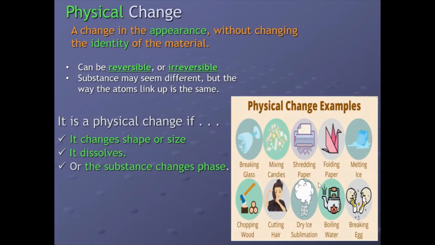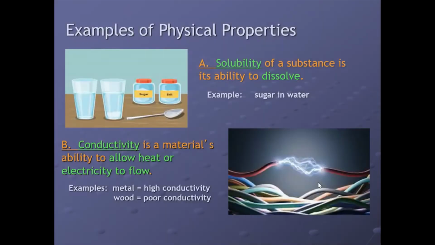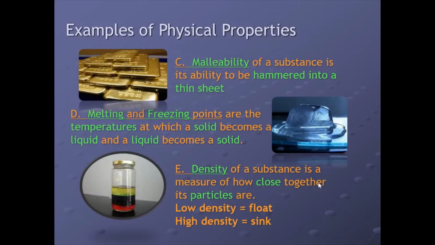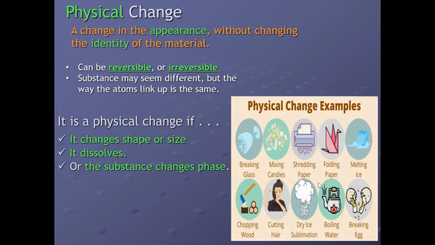And so a physical change is just a change in the appearance without changing the identity of the material, right? So if you remember, the definition of a physical property is a property of something that defines it, that you can observe easily, right? You don't have to go into the microscopic level and start pulling things apart. It's just an observation that you make. So this is a physical change: a change in the appearance of a material, but without actually changing the identity of that material, right? And these can be reversible or irreversible.